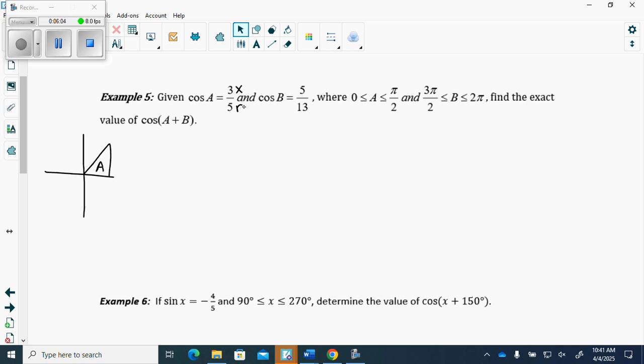Extra rice. So we have x equals 3, r equals 5. We need to find our y. So y squared equals 5 squared minus 3 squared. Y squared equals 25 minus 9, which is 16. Y squared equals 16.